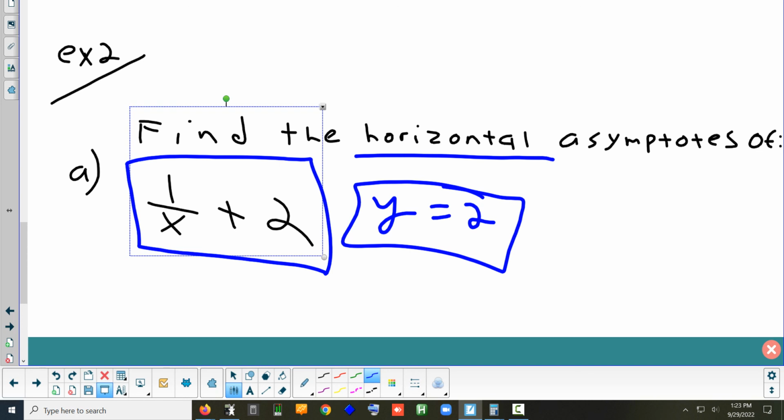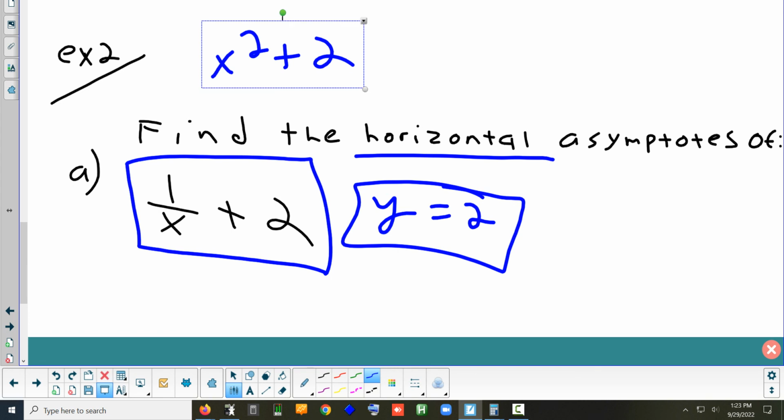So what this basically is, is a rational function shifted up 2. Whenever you add or subtract a number on the end of your rational function, that's a shift up or a shift down. And that's just like a parabola. If you add or subtract a number on the end of your function, that's a shift up or down. So it's the same thing we learned. Positive is up, negative is down.